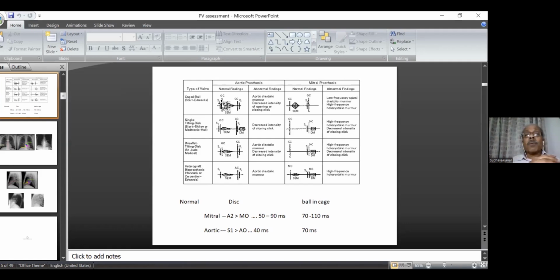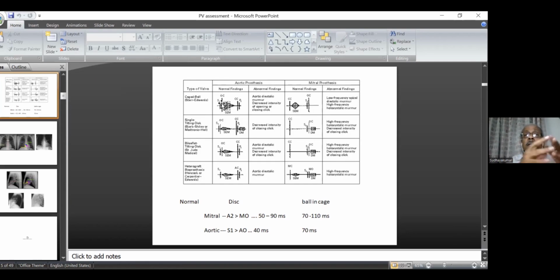And invariably there will be an ejection systolic murmur, whether it is in the aortic or mitral prosthesis, because in the mitral prosthesis it will be projecting towards the LVOT. So it can produce problems. Diastolic murmurs are extremely uncommon. Disc valves.